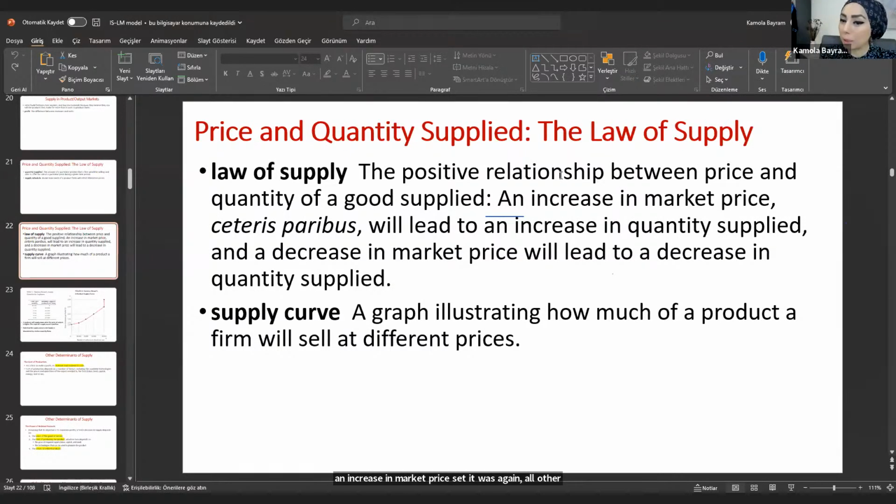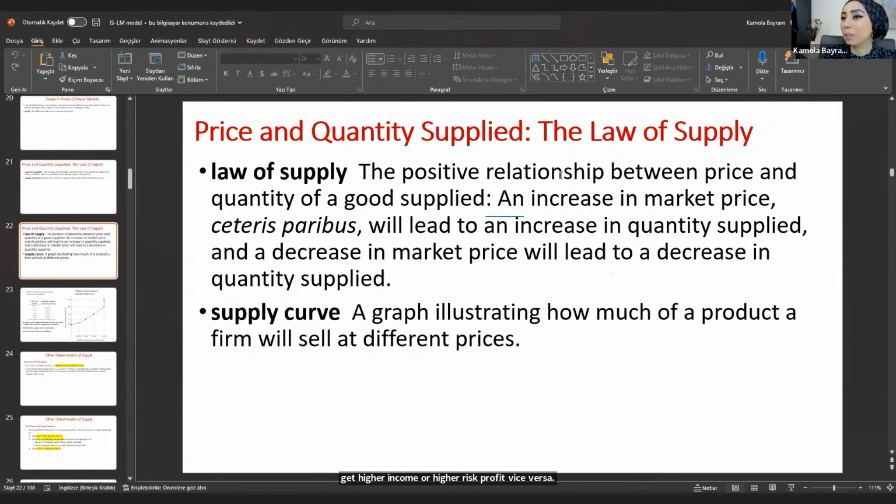And a decrease in market price will lead to a decrease in quantity supplied. Let us say today the price of fish goes up. So what will happen? If suddenly the price of fish goes up, people will start to sell more fish. There will be an increase in the number of fishermen. Fishermen will go fishing more hours to get more fish so they can sell and get higher income or higher revenue and profit. Vice versa, let's say the price of fish suddenly drops.